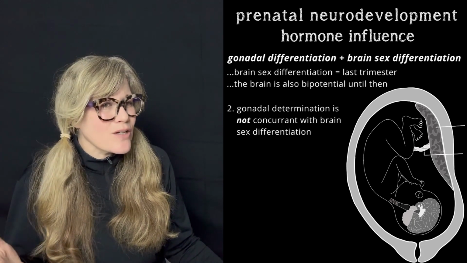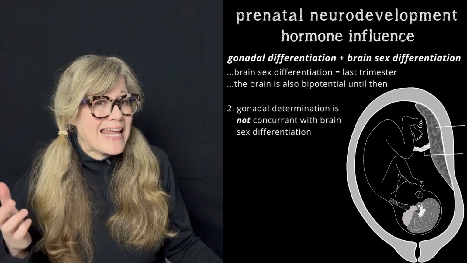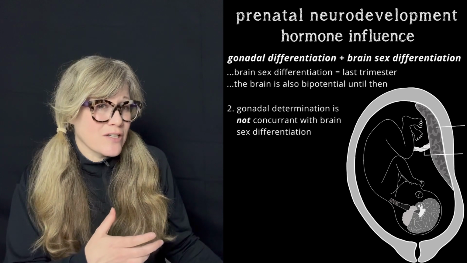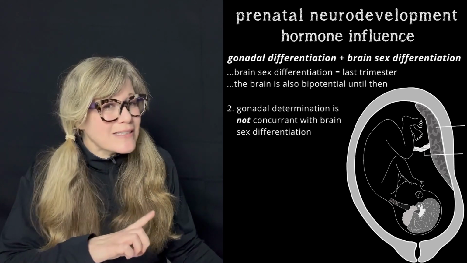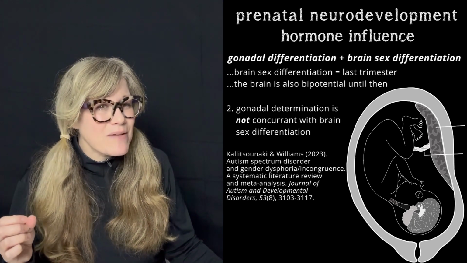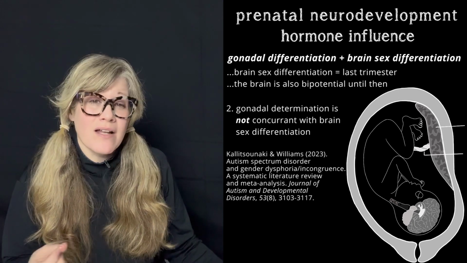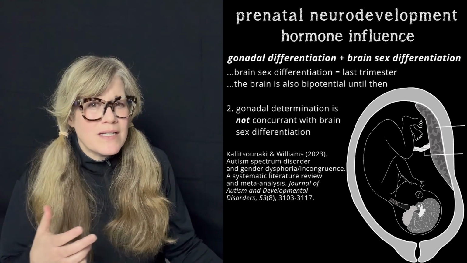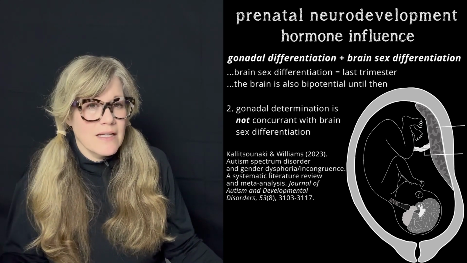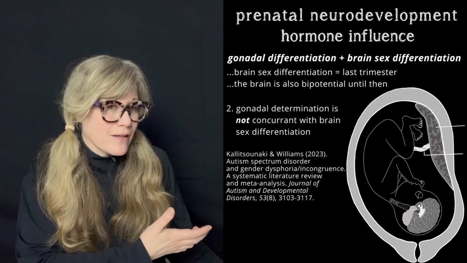But it has me curious if there is a connection between disrupted prenatal neurodevelopment and atypical brain sex differentiation, and how that might influence gender identity. Because earlier last year, a meta-analysis by Kalatsinaki and Williams found a high prevalence of gender dysphoria and gender incongruence among people with autism spectrum disorder. Now, one can be on the spectrum and not experience gender incongruence and dysphoria, and one can experience gender incongruence and dysphoria and not be on the spectrum.